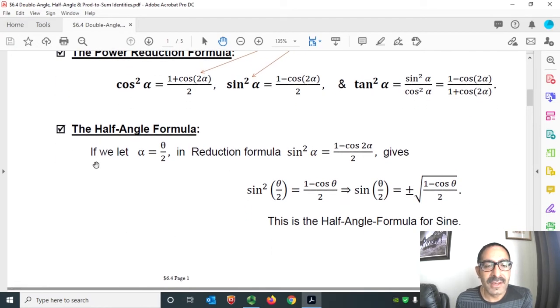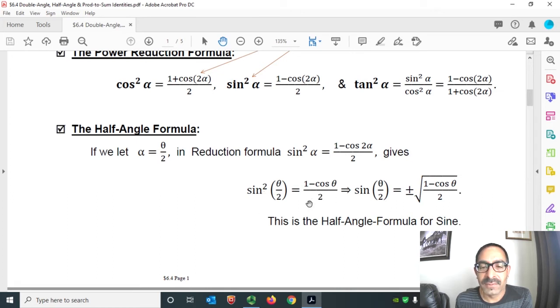If we let alpha equal theta over 2 in the reduction formula, sine square alpha equals 1 minus cosine of 2 alpha over 2, then let's replace alpha with theta over 2. So then here the left side, sine square theta over 2 equals 1 minus cosine 2 alpha. If you cross multiply, then 2 alpha equals theta. So then I can replace 2 alpha by theta. So 1 minus cosine theta over 2 as it is.